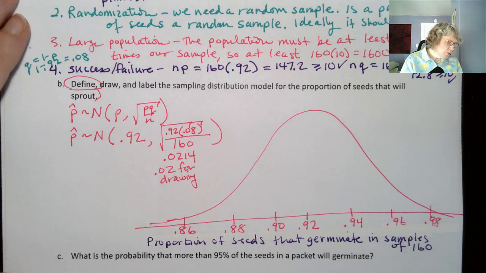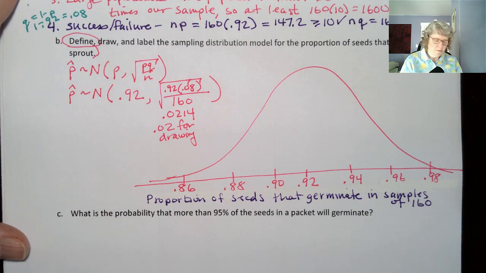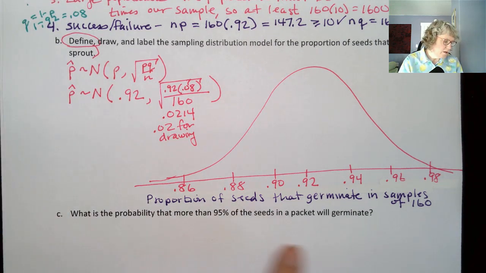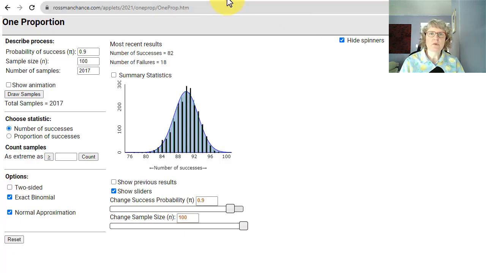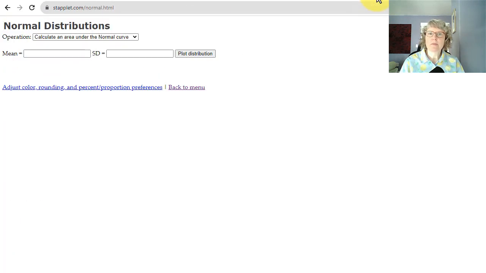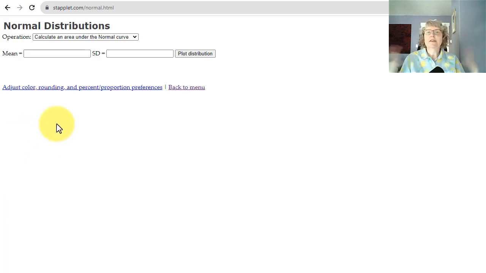Okay, so let's go ahead and put that into Staplet, because now we have a question. It says, what's the probability that more than 95% of the seeds in a packet will germinate? So let's see, I've got to find my Staplet first. I think I have, yeah, I'm still on one proportion here. There we go. Here's my Staplet, and if you're on staplet.com, it's the first one under probability, normal distributions. So the beauty of this is we can just use the normal from here on out, right? As long as the conditions are met.